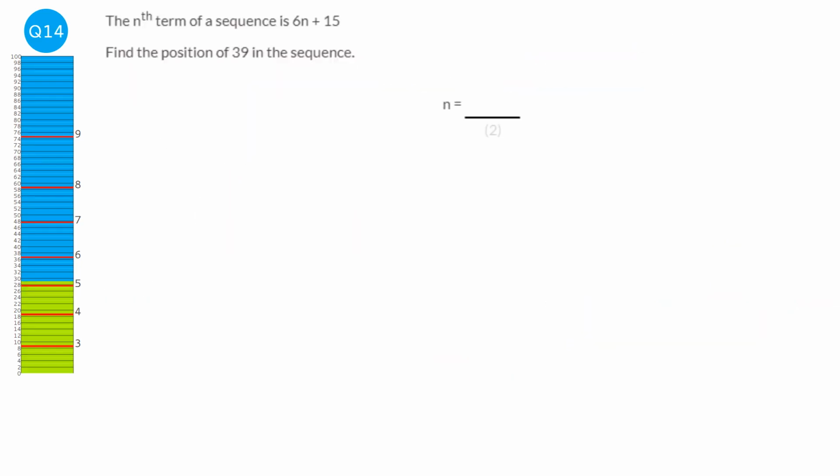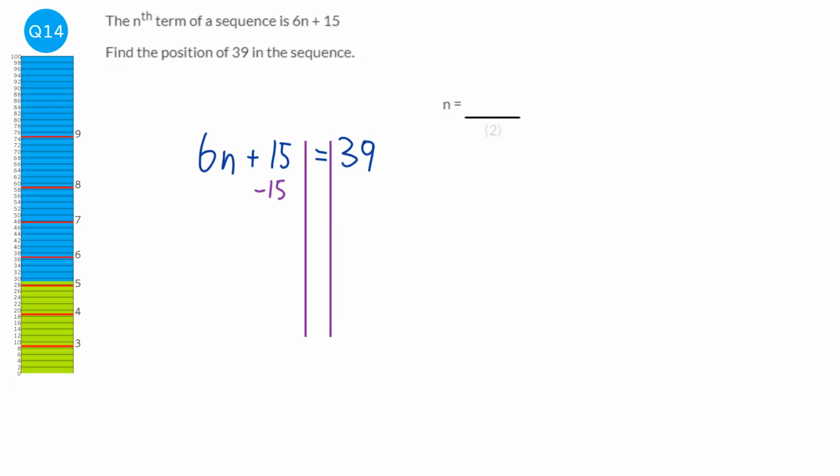So when we're asked to find the position, we're basically finding out what n is. And we're told that the sequence has a 39 in it, and we're finding the position of 39. So we're going to equal the nth term to the 39 and solve it. So we're going to put in our solving lines. And the first thing we're going to do is take away 15 from both sides, because we want n on its own. So we get 6n equals 39 take away 15, which is 24. Then we're going to divide both sides by 6. And so we get n equals 4. So 39 is the fourth term in the sequence.